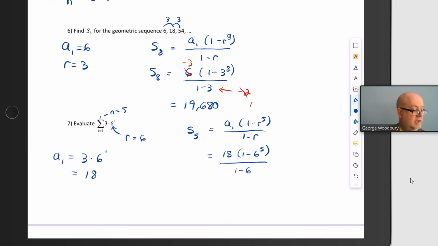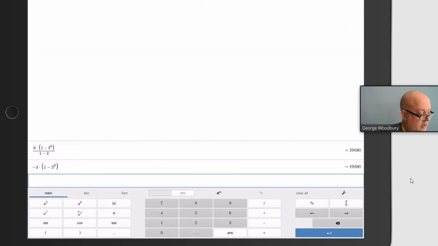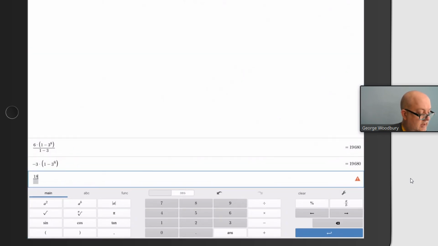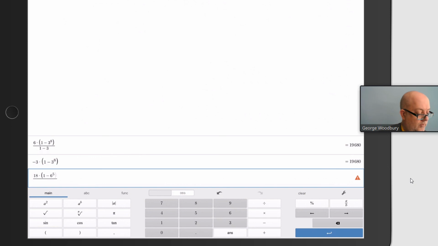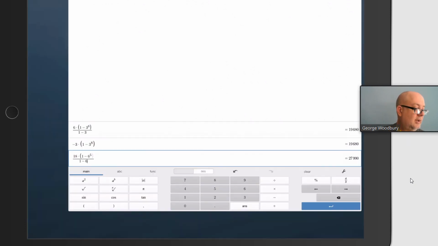Here, 1 minus 6 is negative 5, but notice that I can't divide that into 18 evenly. So I'm going to type it using the original form. Fraction 18 times parentheses 1 minus 6 to the 5th power over 1 minus 6. And again, I could also have put negative 5 down there. This time the sum is 27,990.